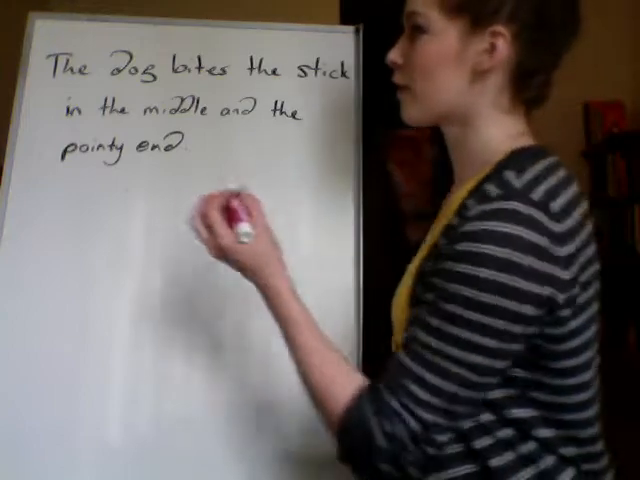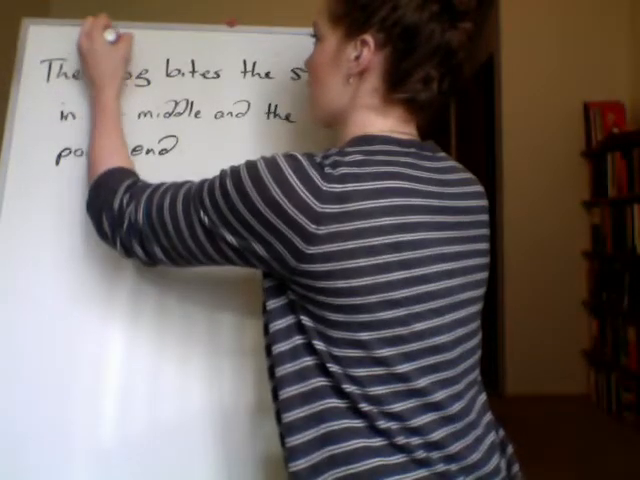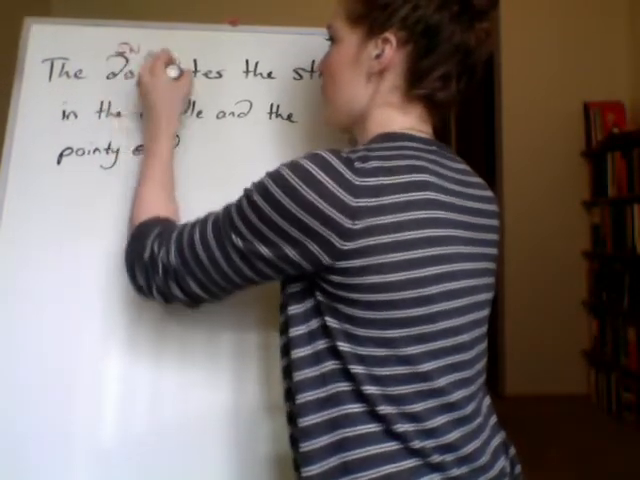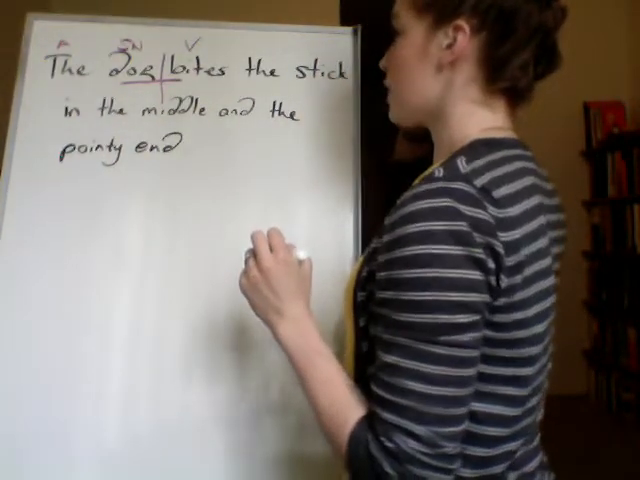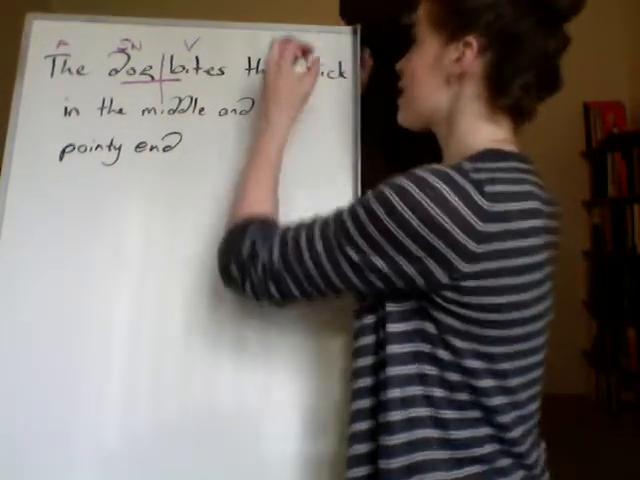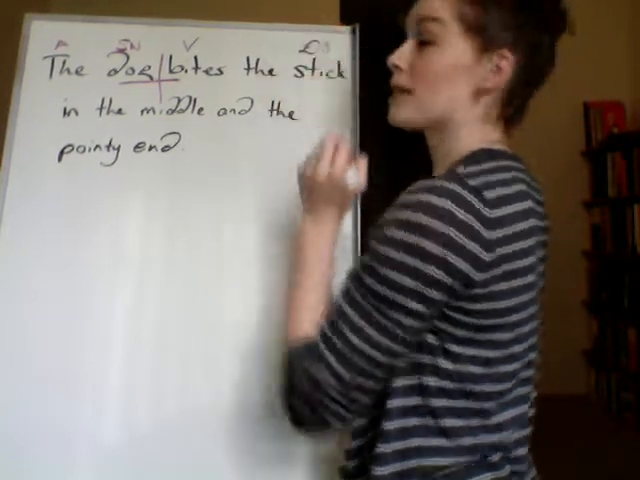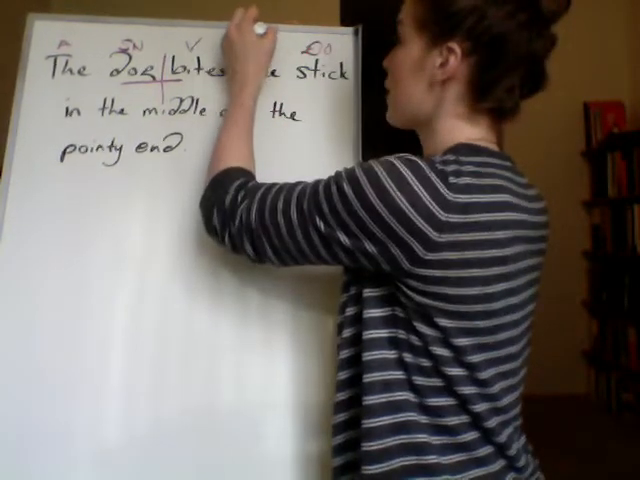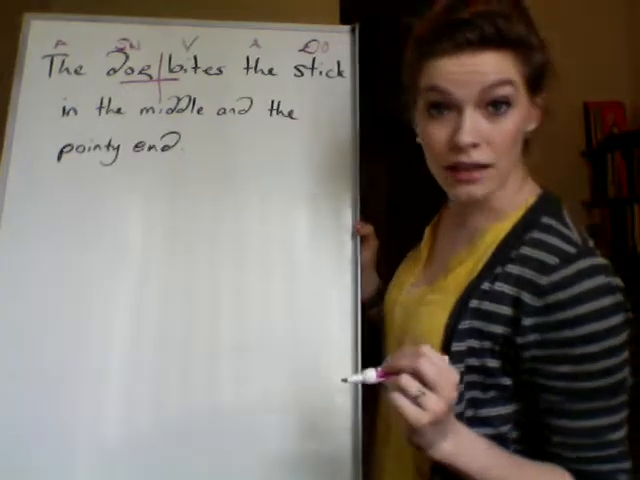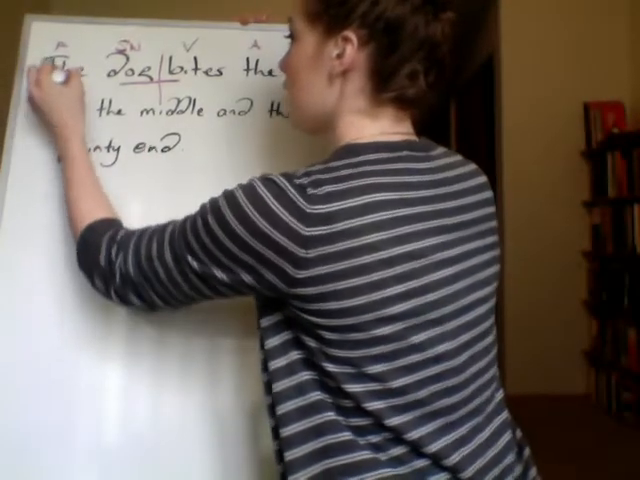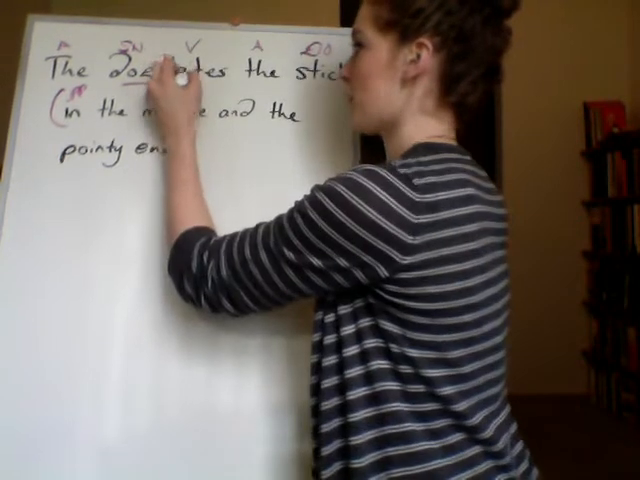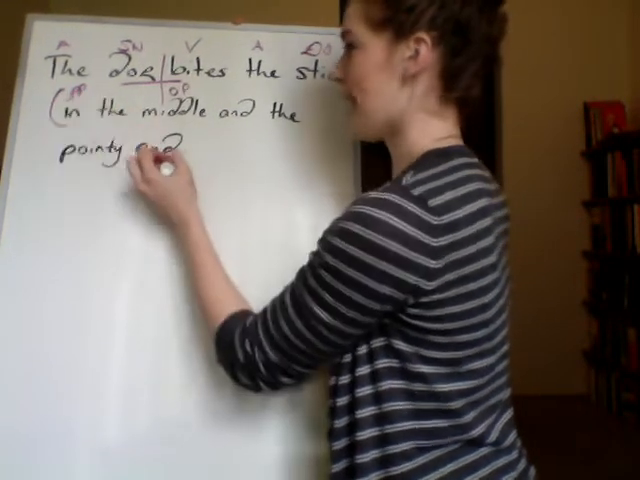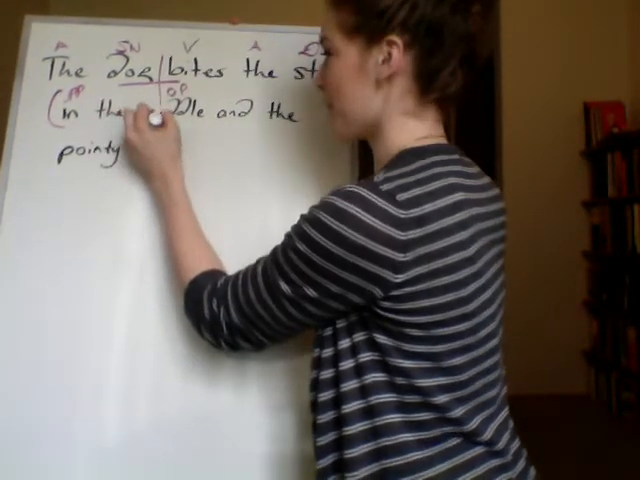So here we go. First off, subject, dog. Subject noun. Dog does what? It bites. Verb. The, article adjective. Dog bites what? Stick. Direct object, receiving the action of being bitten. The, article adjective. In, preposition. In what? Middle. Object of the preposition. In what? End. Object of the preposition.